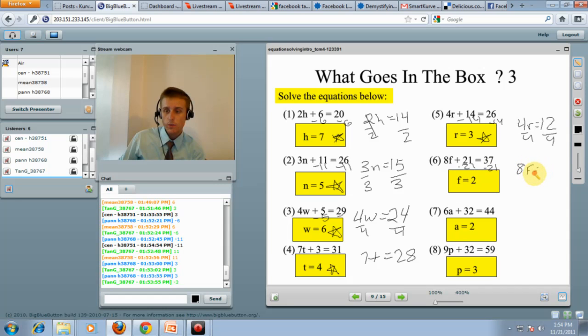Number 6, subtract each side by 21. 8f equals 16. F equals 2. Subtract 32 from each side in number 7. 6a equals 12. A equals 2. Number 8, 32 from each side. 9p equals 27. Divide each side by this 9. P equals 3.